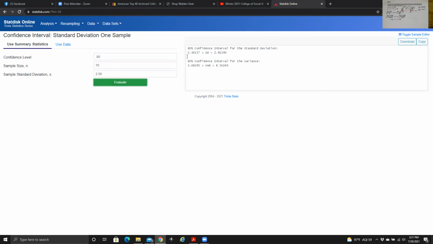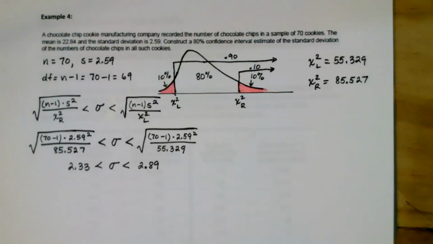Okay. Here I was using StatDisk. Our confidence interval right here was a little bit more accurate than the ones that we got using the table. So feel free to use StatDisk whenever necessary to try to get an accurate answer or an accurate confidence interval.